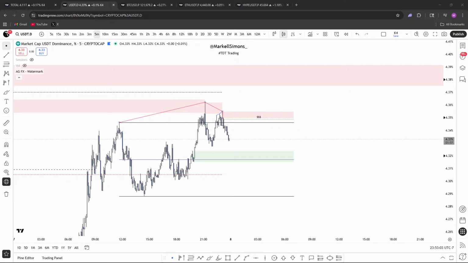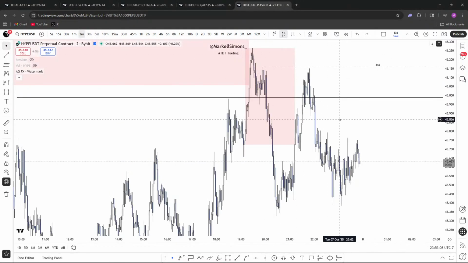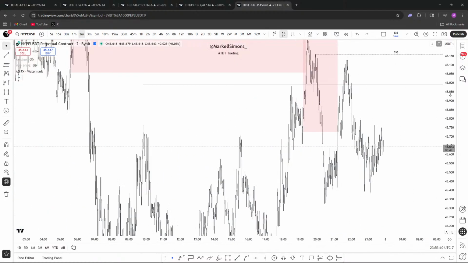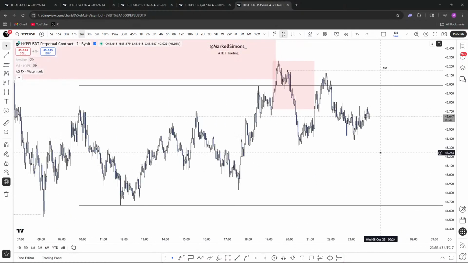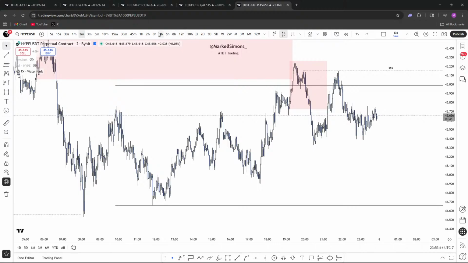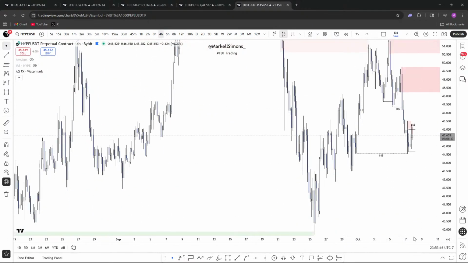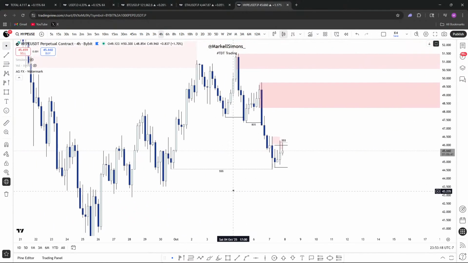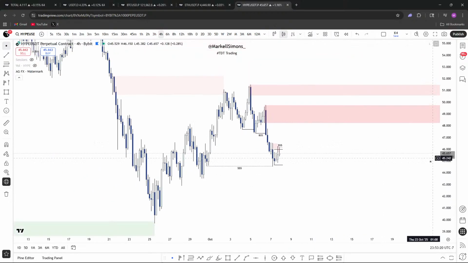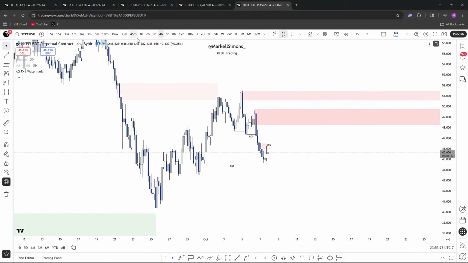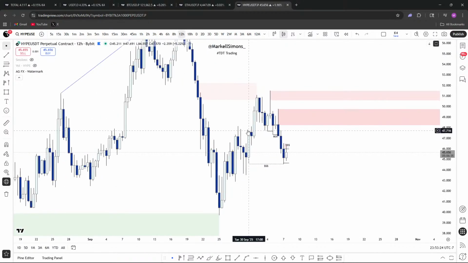I think it's in confluence with USDT. So you think hype is trying to distribute in confluence with USDT? But let's see, because hype on a higher time frame, I was trying to see, but I forgot to check. Let me see.